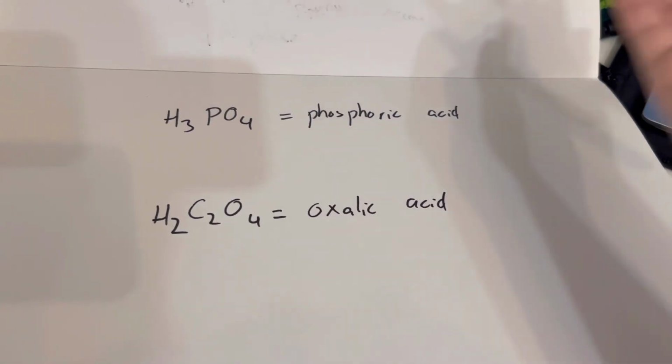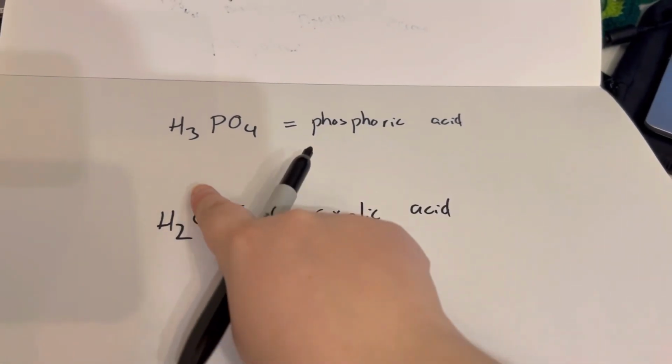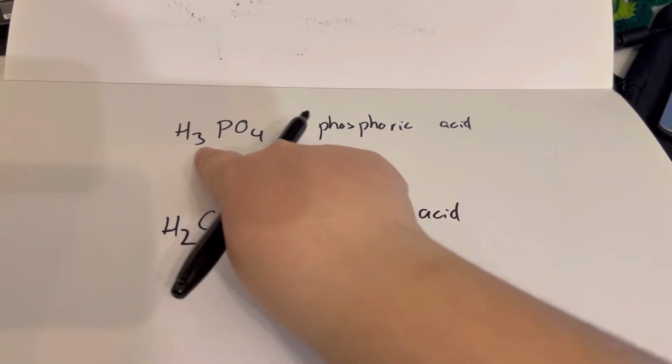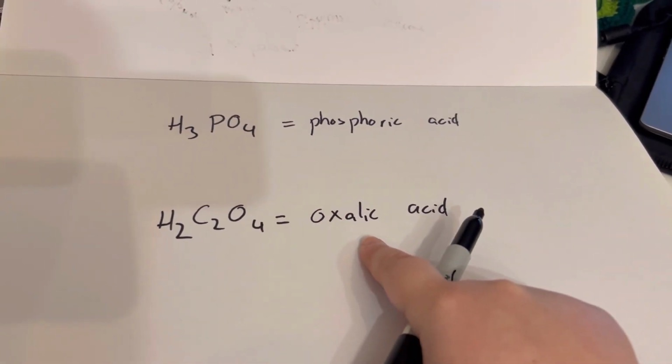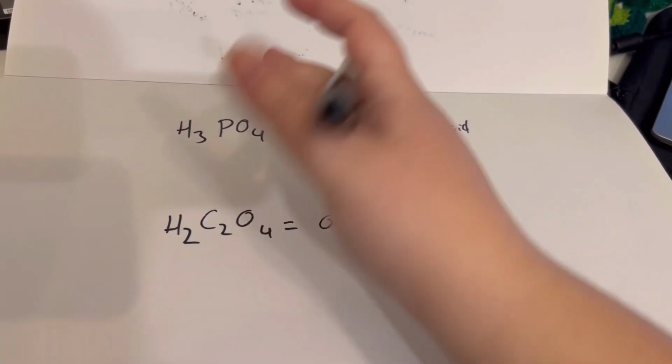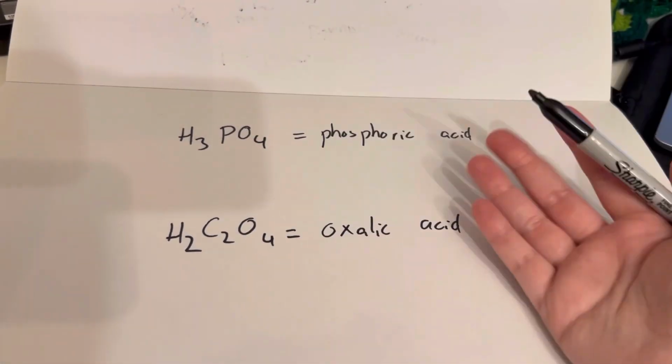Alright, so you're going to get a question. You will have to tell me what elements are in this. This is phosphoric acid and this is oxalic acid. You need to be able to tell me what elements are in this. Pause the video, work it out.